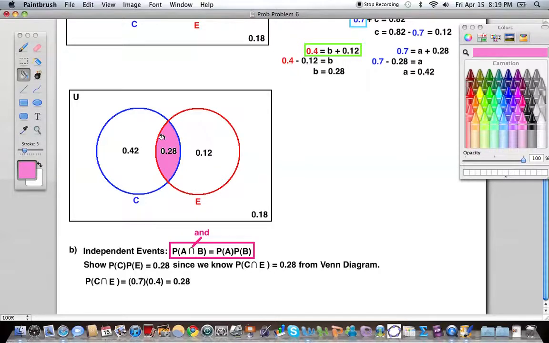Well, we know that the probability of C, which we were given in the problem, is 7/10. We know that the probability of E, student taking English, is 4/10. So we multiply these together. That's what we're doing down here. And what do you know? We find that it is 28 hundredths, 0.28. And so yes, these events are independent. We showed that what we found here as being our intersection between C and E is indeed equal to the probability of C times the probability of E.